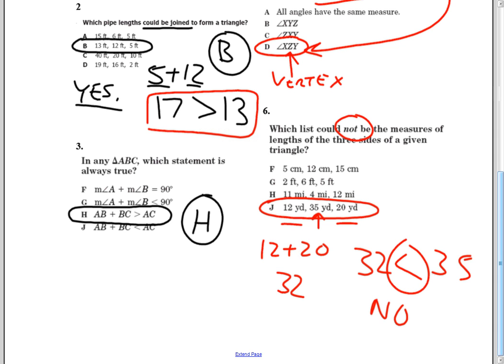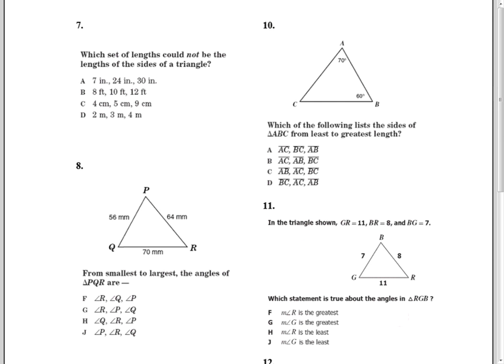No, it is not. That was the case where the 2 sides didn't meet each other. Next page. Another not situation. Which of these does not form a triangle?